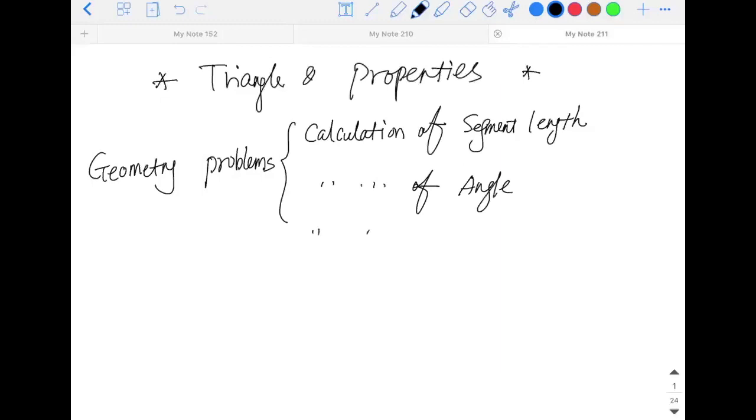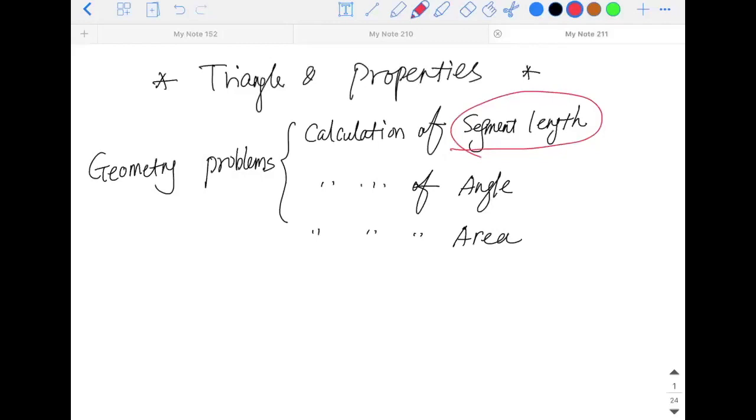The last category is calculation of area. Think about it. Try to use our experience that we saw before. In the first category, you might see some problems from time to time ask you to calculate the length of a specific segment, right? Or they want to ask you to do a comparison between two segments. Maybe the two segments are the same in length, or maybe one segment is 3 times the other segment, so on and so forth.